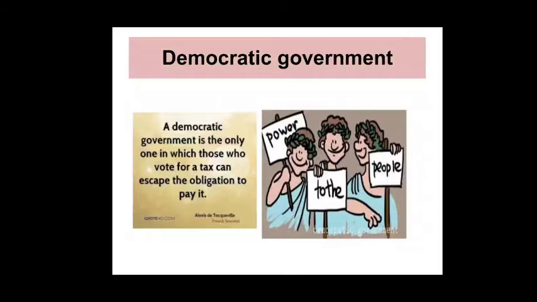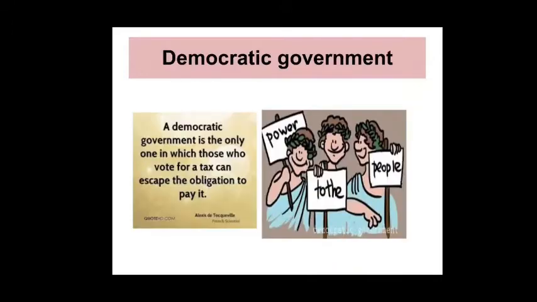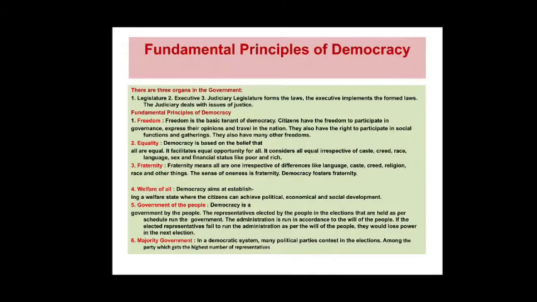So, next, democratic government. There are three organs in the government. This is a main pillar of the government. Already we know that. That is legislature, executive, judiciary. Legislature forms the law, the executive implements the formed laws, and the judiciary deals with the issues of justice.